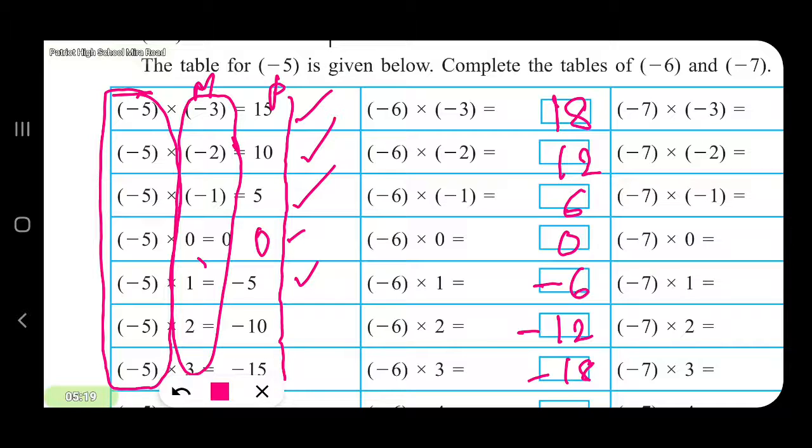Similarly, we can say the multiplication table of minus 7. So minus 7 into minus 3 is 21. This is 14. This is 7. This is 0. This is minus 7, minus 14 and minus 21.